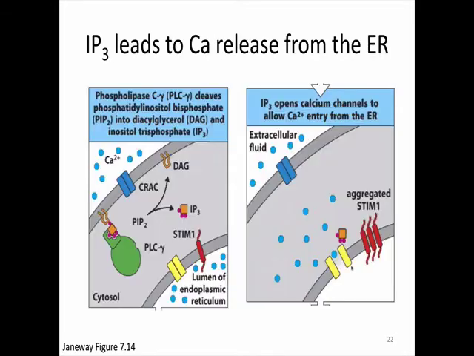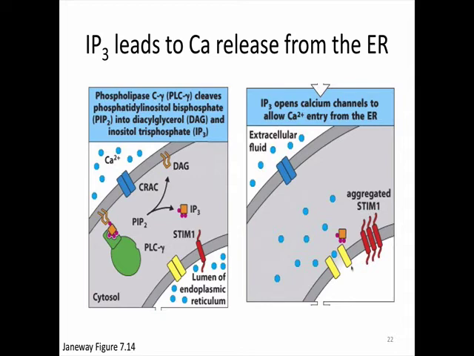You can see that in this figure as well. Calcium is the little blue dots. At the beginning, there are no blue dots in the cytoplasm. They're all in the ER and outside the cell. But when IP3 binds to a receptor, we open the channel and the calcium goes into the cytoplasm and out of the ER.